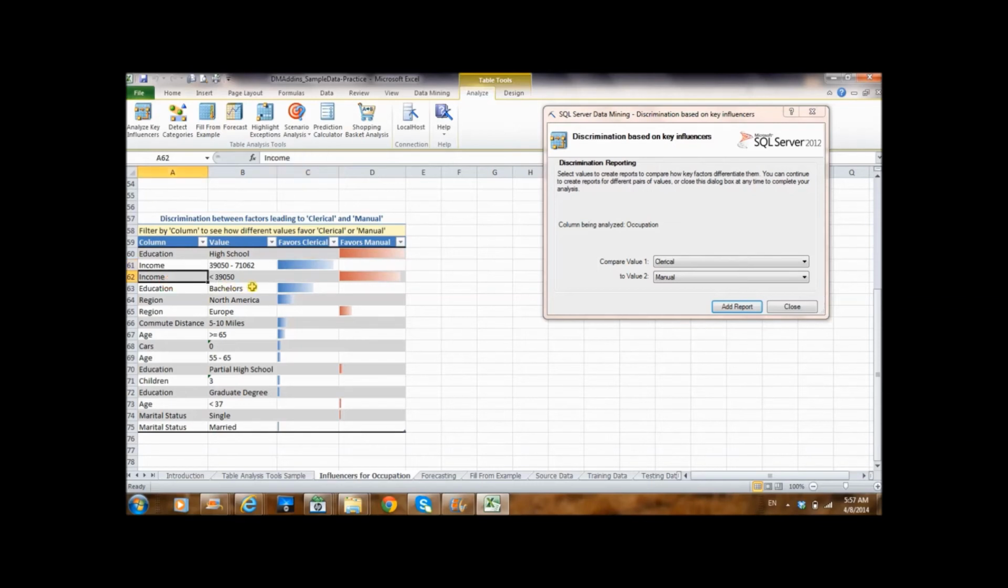Income level less than 39,000 indicates that the person is more likely a manual type of person rather than clerical, and so on. So you can actually compare two types of jobs and then figure out the factors determining the type of job for that person.